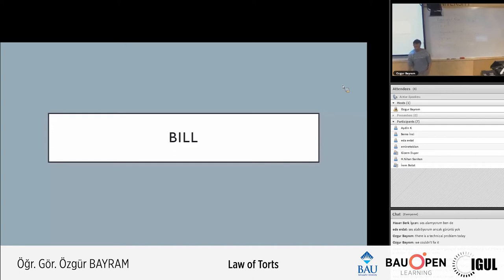Bill. What's Bill? Do you remember? We're talking about the parliamentary system, the parliament. This is week one. Laws made by parliament are statutes. Before it, it's a Bill of Rights, so it's not a statute yet. The law made by parliament is called a statute.